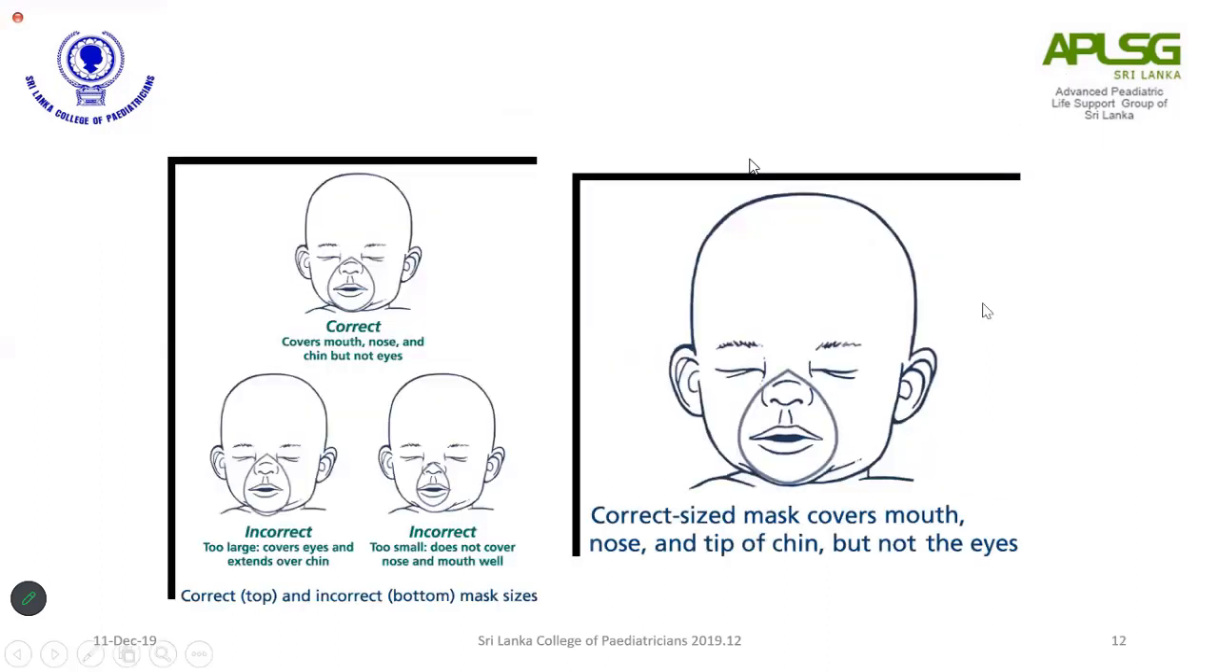Before giving bag and mask ventilation, you need to choose the correct size mask according to the child's size. The ideal mask should cover both nose and mouth, but it should not go beyond the eyes and it should not go beyond the chin. As you can see on this picture, this is the correct size mask for this child. If you use a too large mask, then the air escapes from below the chin and your eyes can get damaged. If you use too small a mask, then the nose and mouth are hardly covered and you might not deliver effective oxygenation to the child.